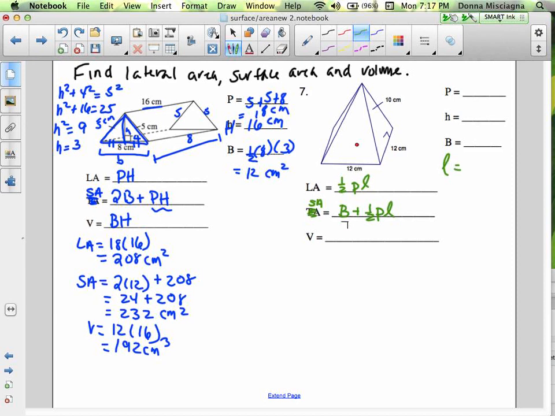And then volume is very similar to the prism. Base times height, except it doesn't hold as much. It only holds a third as much because it slopes inward. So 1/3 area of the base times the height. This time we use height.